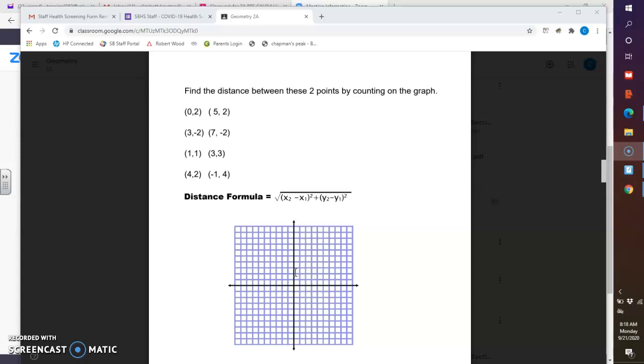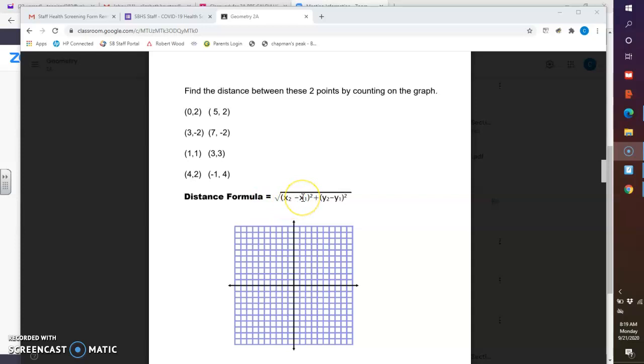All right. Unfortunately, when you have a point like (1, 1) and (3, 3), where it's a diagonal line, or even more so a point like (4, 2) and (-1, 4), where it's really a diagonal line, you have to use the distance formula. And that formula obviously is written down there as the square root of quantity x2 minus x1 squared plus quantity y2 minus y1 squared. Once again, it does not matter which point is x2, y2, and which point is x1, y1.